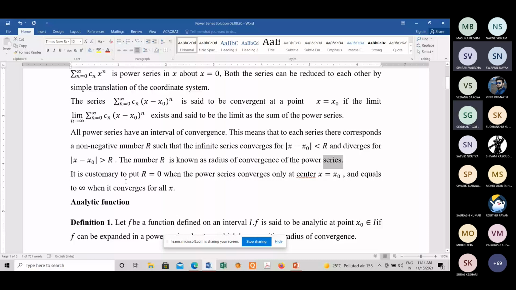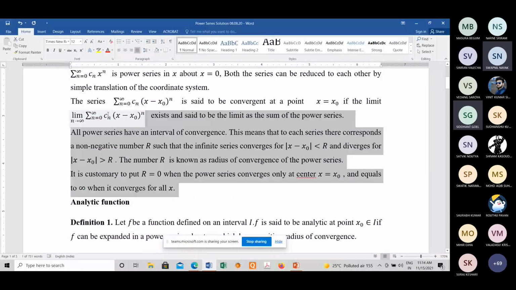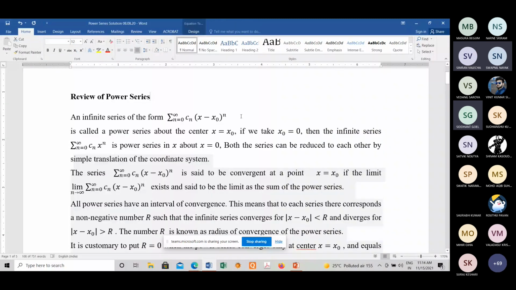If a power series converges only at the point x equal to x naught, then we take r equal to 0. And r equals infinity when it converges for all x. These are basic points about the power series. A power series is of the form summation Cn (x minus x naught) to the power n.